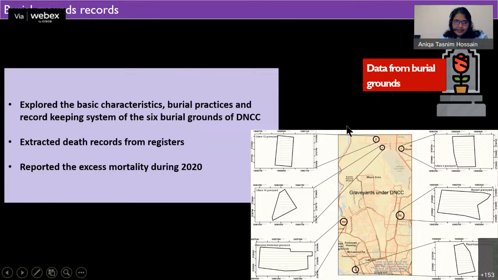And our final method was from the burial ground records. So we have extracted burial records from 6 public graveyards under Dhaka North City Corporation. So in Dhaka, we have 2 big city corporations, Dhaka South and Dhaka North. So there are 6 public graveyards under DNCC, and we have extracted records from there.